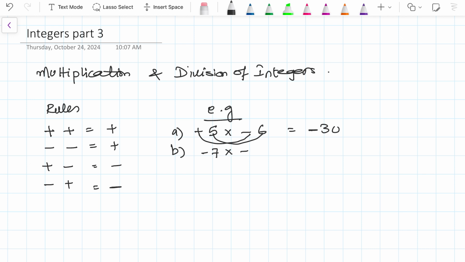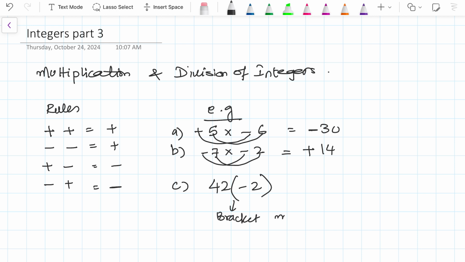Minus 7 into minus 2. Minus minus is a plus. 7 into 2 is a 14. See, 42. A bracket means multiplication. So 42 into 2 is a 84, and plus minus multiplies to give you a minus.